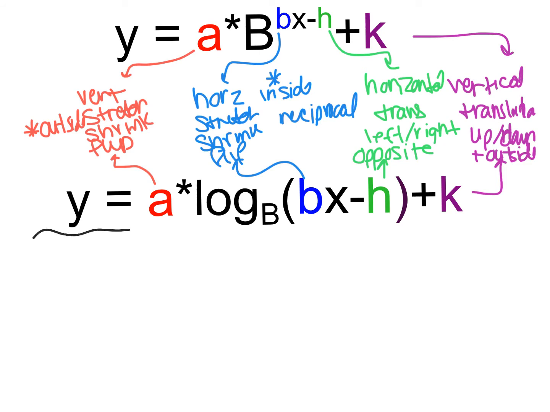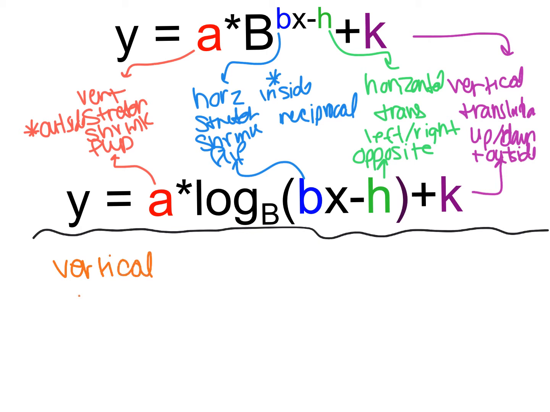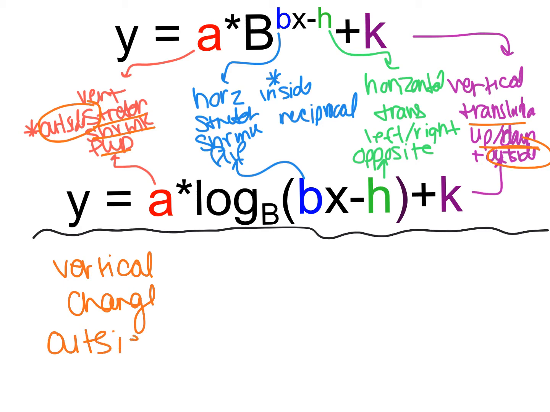We have a couple more notes we're going to take here. The first thing that we want to note is that if we have anything that is a vertical change, whether that is a vertical stretch, shrink, or flip, or it's a vertical translation, moving the graph up or down, these all happen on the outside of the function. If we have a stretch, shrink, or flip, we're going to be multiplying on the outside. If we have a translation, we're going to be adding on the outside.